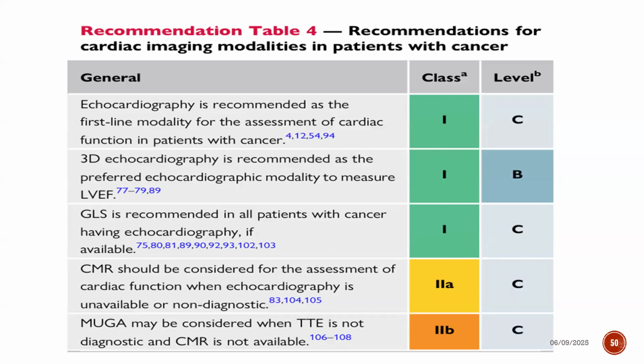So, recommendations based on the cardiac imaging. Echo is recommended as the first-line modality for assessment of cardiac function in patients with cancer. And usually 3D echocardiography is what is recommended where it's available. And where 2D has to be done, the Simpson's is recommended as the first line before 2D assessment. And GLS is recommended in all patients with cancer having echocardiography, that is, if the GLS is available on the machine that is being used.